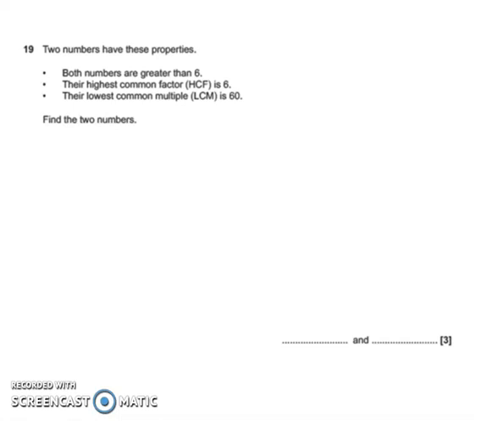Okay, welcome back to paper 3 from June 2017. We're on question 19. A bit of a nasty one, this one. We've got to find two numbers. We have three facts about these two numbers. So we know they're bigger than 6. We know they've got a highest common factor of 6 and a lowest common multiple of 60.